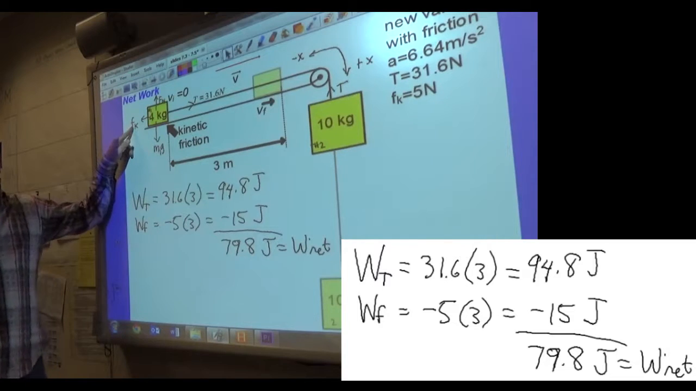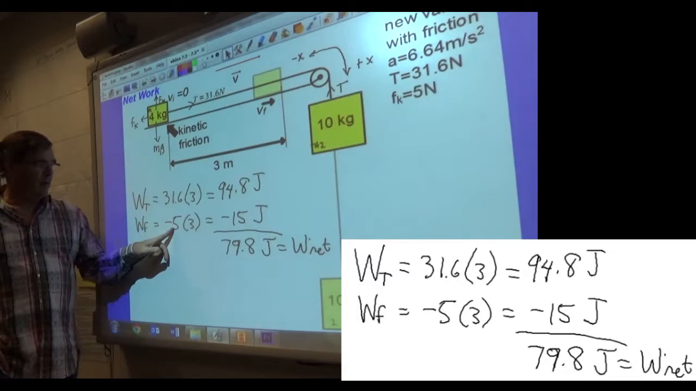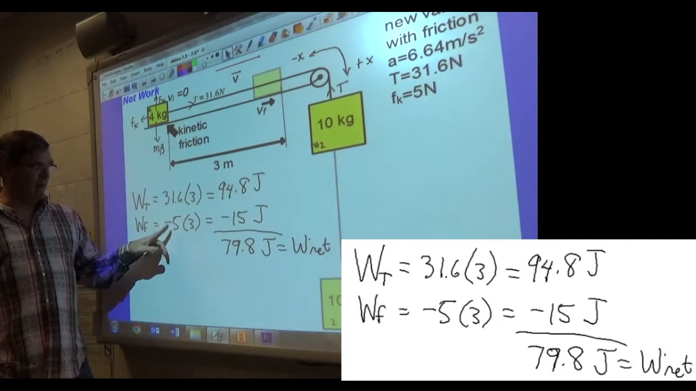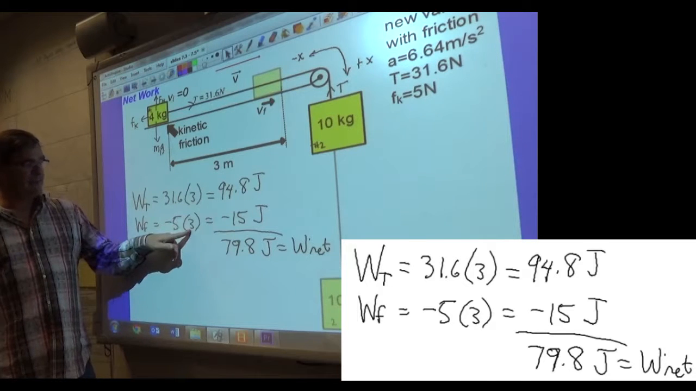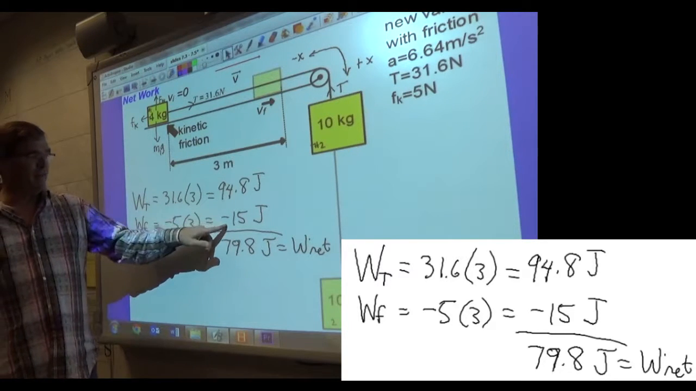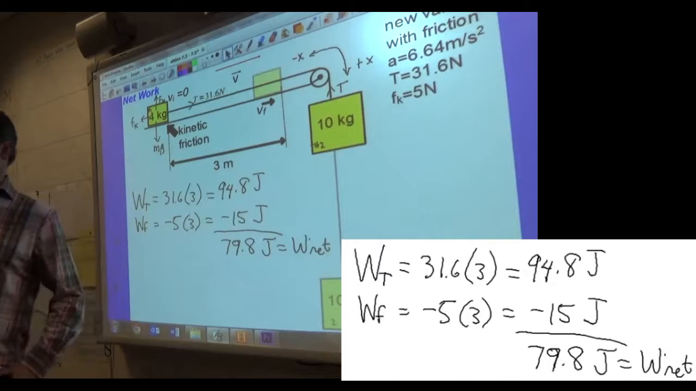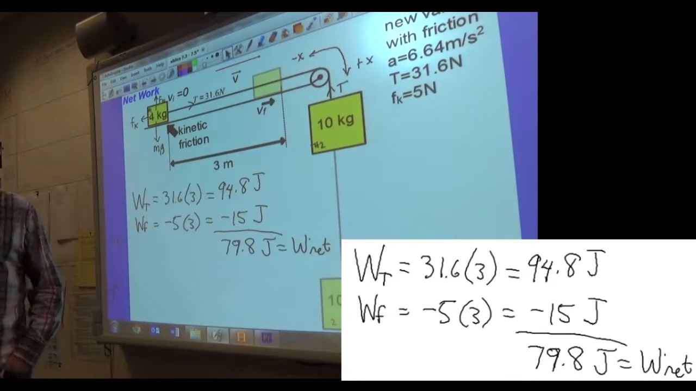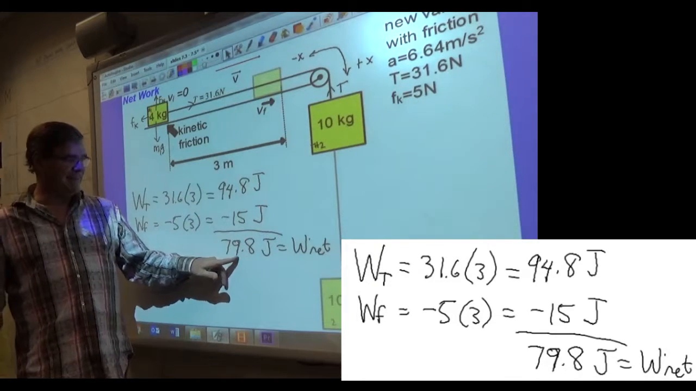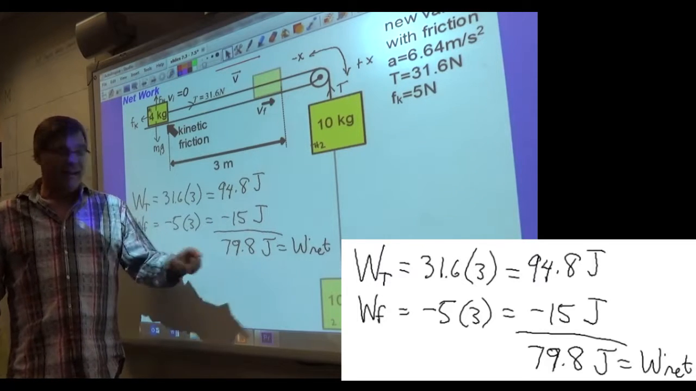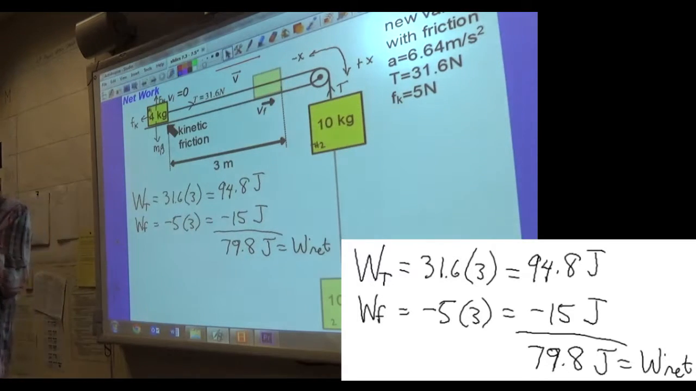How much work is done by the frictional force? Well, the frictional force is in the negative direction, 5, and its displacement is 3, so that gives me negative 15 joules of work done by the frictional force. So when I add those up, I get 79.8 joules as my net work. The total work done on the block by all the forces in the x direction is 79.8 joules.